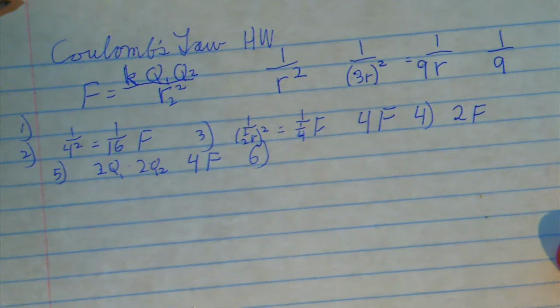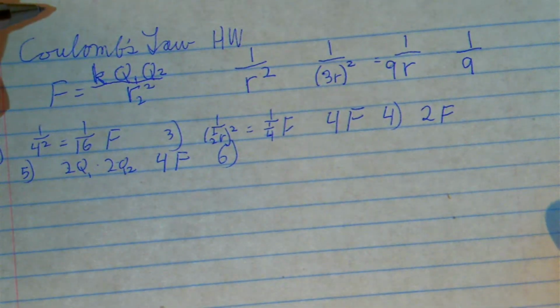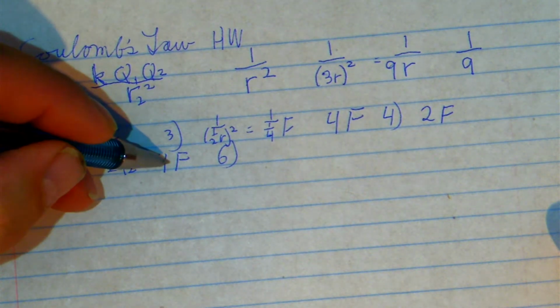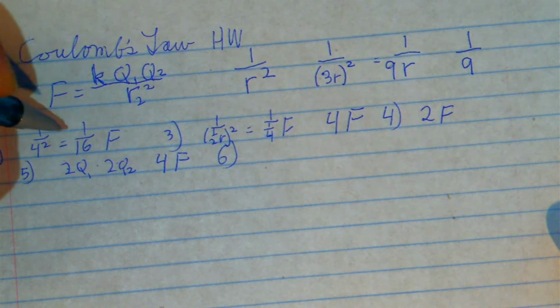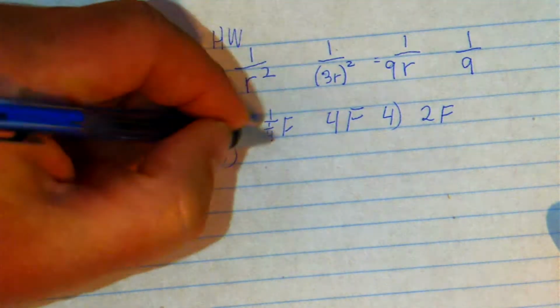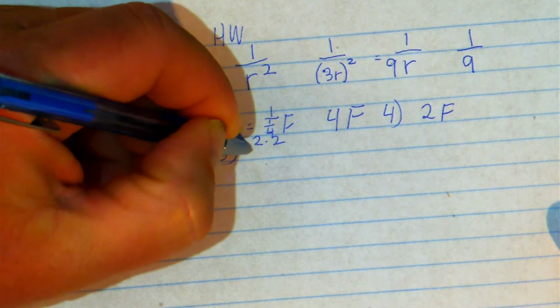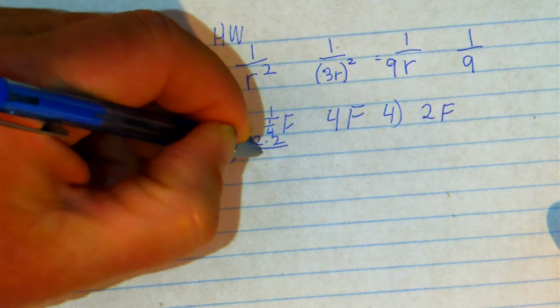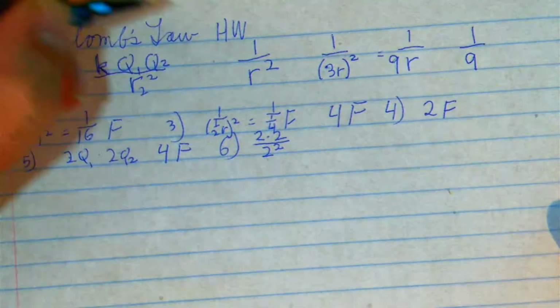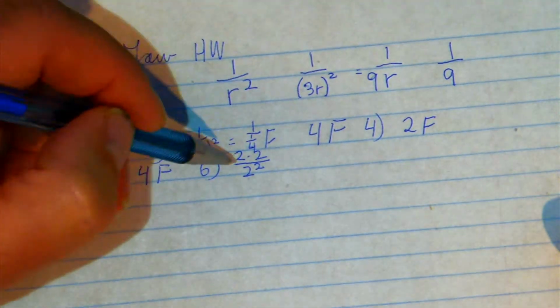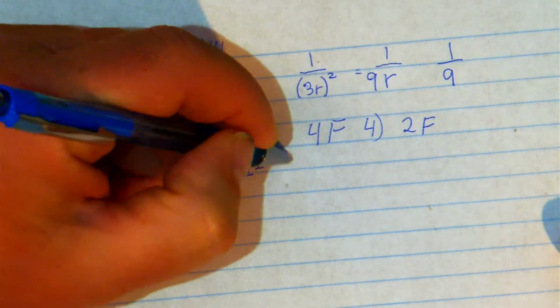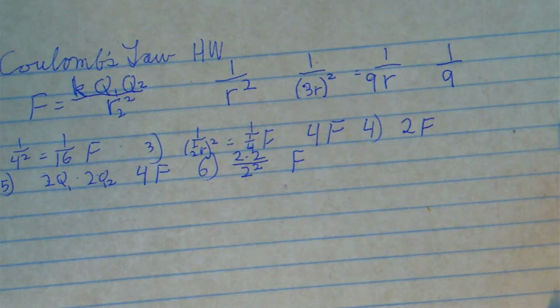For number 6, if I double both charges and double the distance between them, doubling both charges we've just seen is 2 times 2 on the top, and doubling the distance between them is 2 squared in the denominator. This becomes 4 divided by 4, so the force remains the same as the original value.